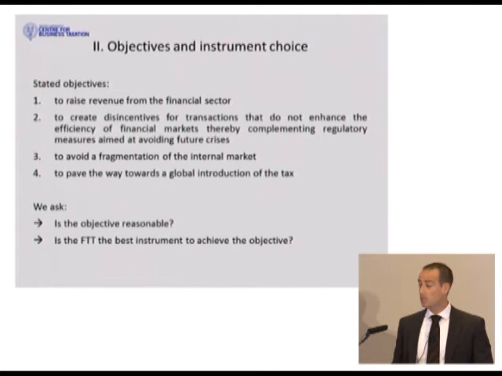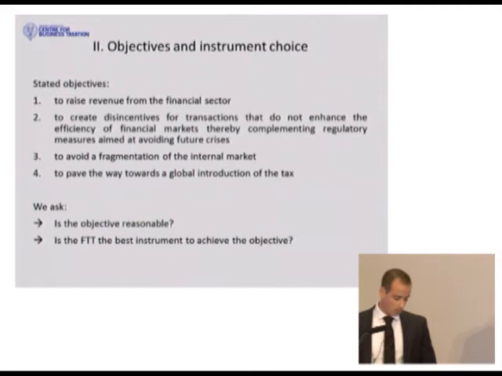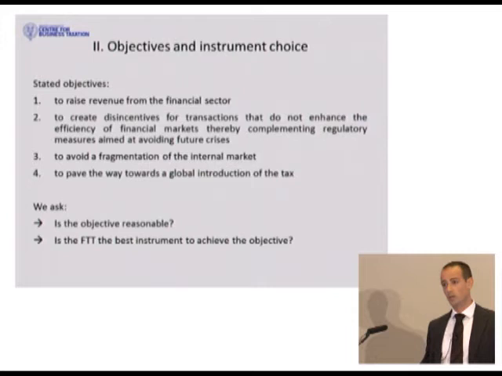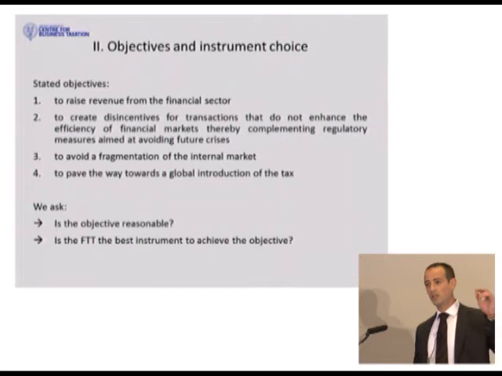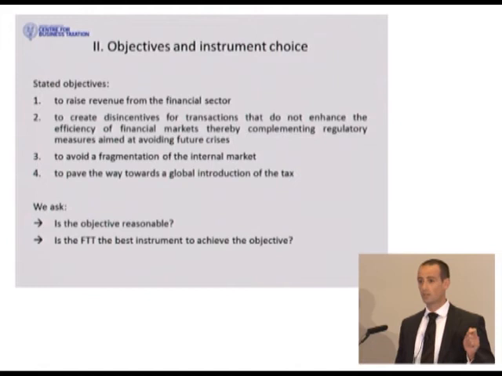Okay, so this is the start of the meat of my presentation, and as I said, I'm going to adopt a simple two-step approach after first having identified the objectives. So I'm going to look at each objective and ask two questions. The first one is: is this objective a reasonable one? And secondly, is the FTT the instrument which is best suited to achieve this objective? And there are four objectives, and I'll go through them one by one.